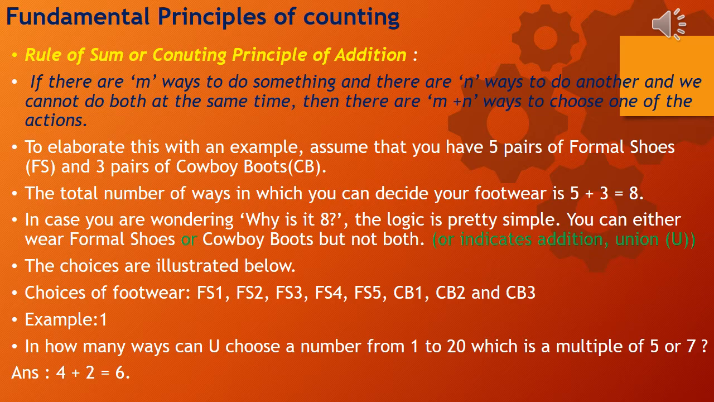Suppose there are m ways to do a work W1 and n ways to do another work W2, in a situation where both works cannot be done at the same time. This is the limitation of this definition. When both works cannot be done simultaneously, the total number of ways that either work 1 or work 2 can be done is m plus n ways.